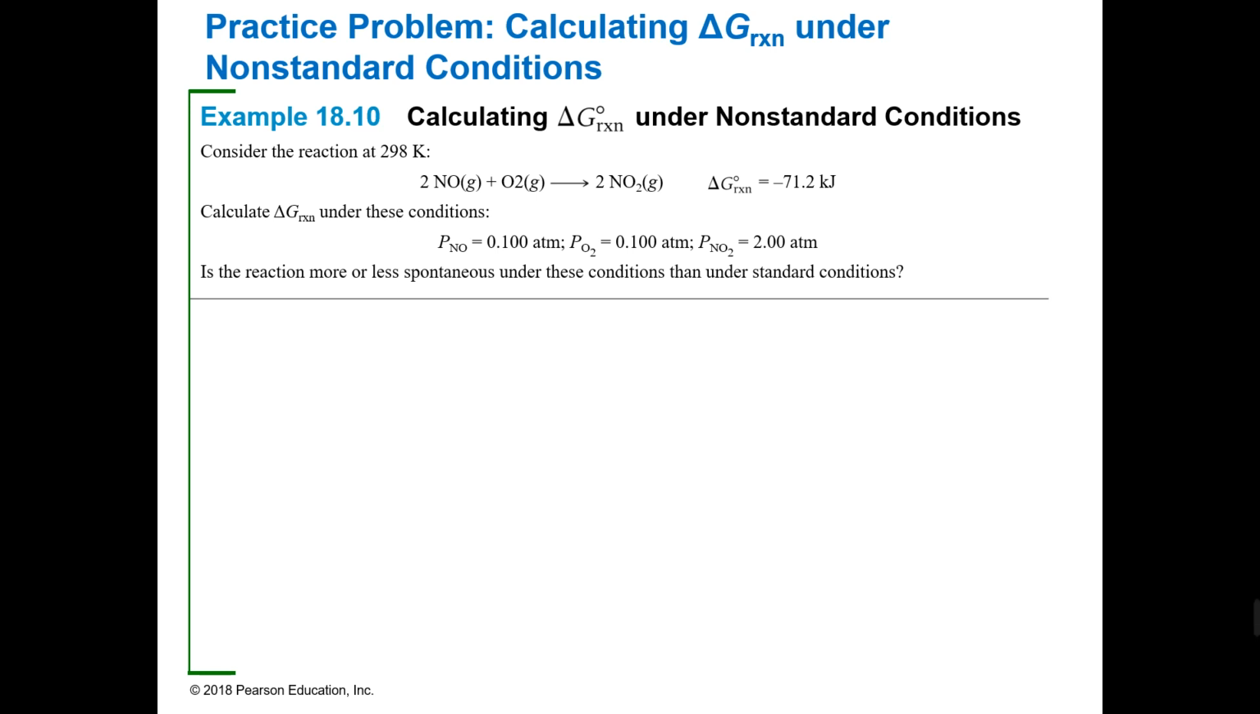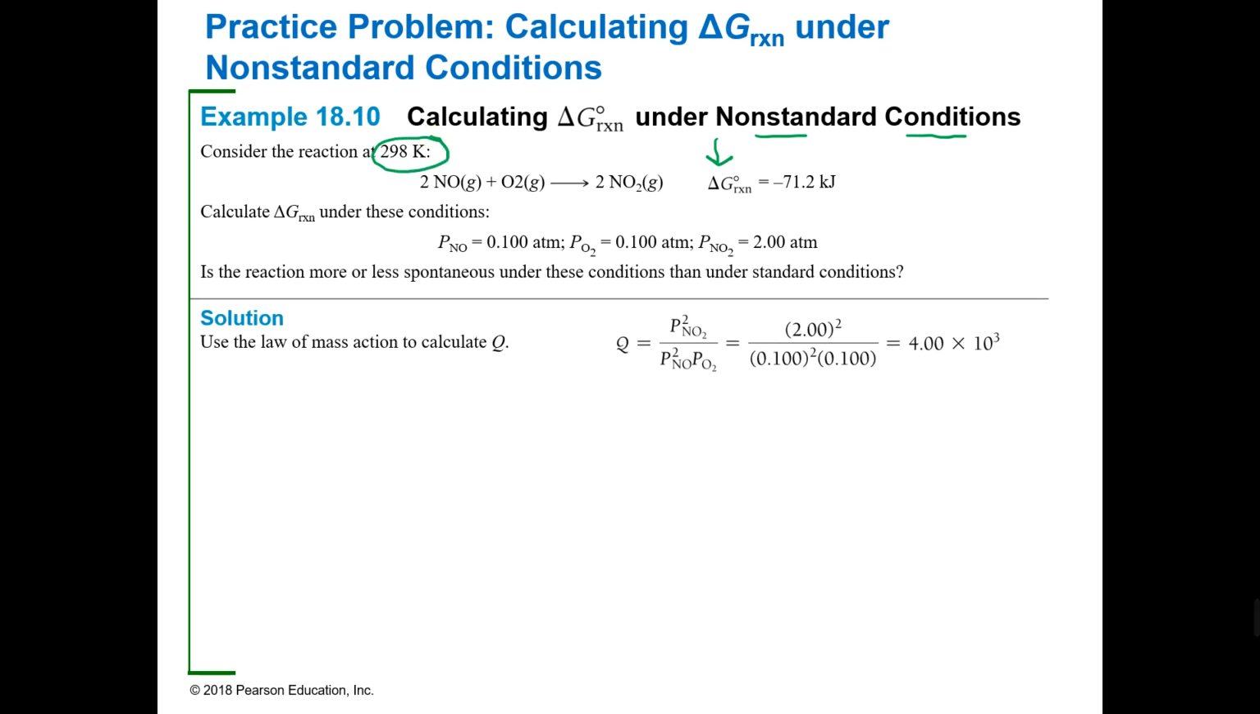So here's just an example. Calculate the delta G of the reaction for these conditions. They're giving you pressures, and they're telling you it's non-standard conditions. Okay, they're giving you delta G naught. Most of the time for these non-standard condition problems, you will be given delta G naught. And you will be given a temperature. So what are we going to do here? We're going to solve for Q, because remember, law of mass action, products over reactants.